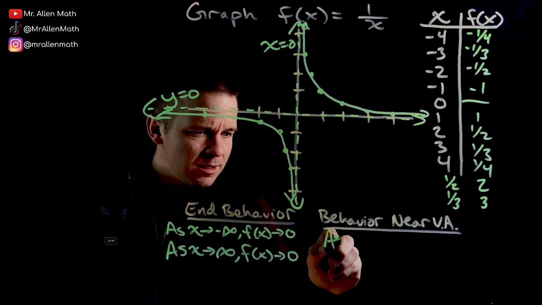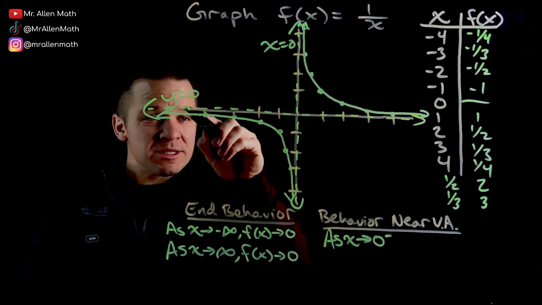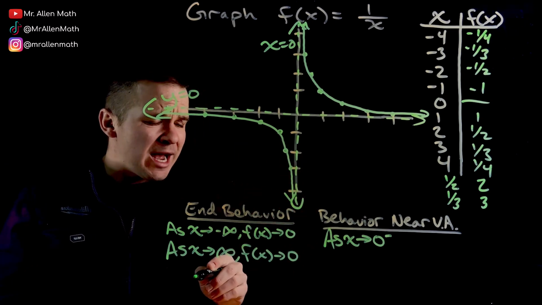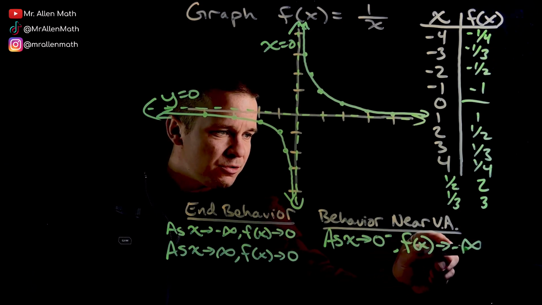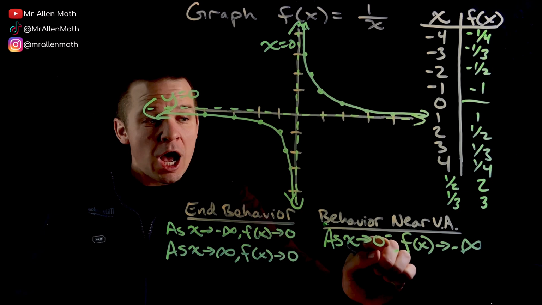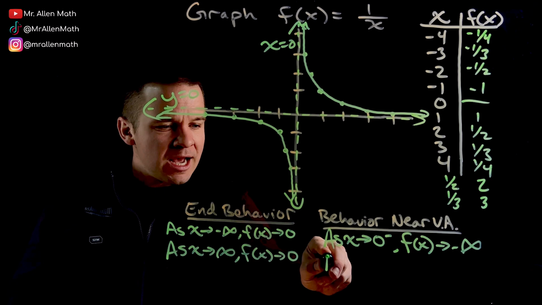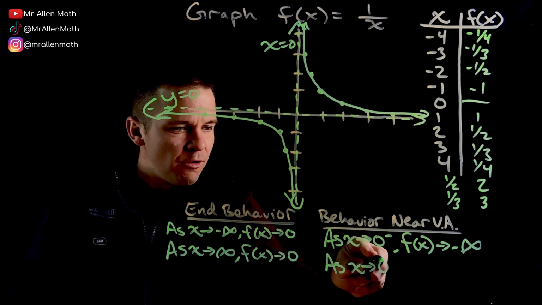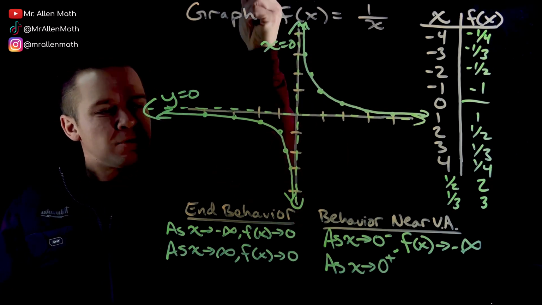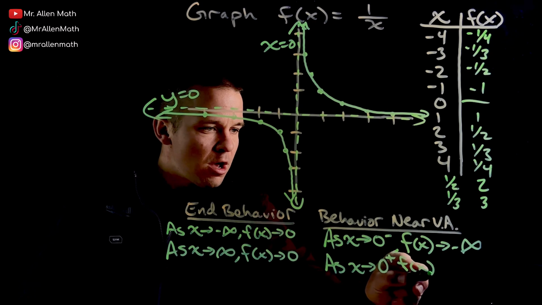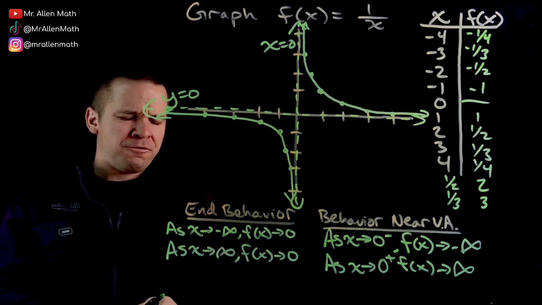As x approaches 0 from the left, that little negative there means from this side right here. So as x approaches 0 from the left, f of x, what's it doing? It is going down to negative infinity. Notice that negative is up in kind of the exponent spot. That's a notation to say from the left. Then as x approaches 0 from the right-hand side, so on this side, what's happening? It's going up as it gets closer and closer to that asymptote. So f of x approaches positive infinity as it approaches from the right. Beautiful.